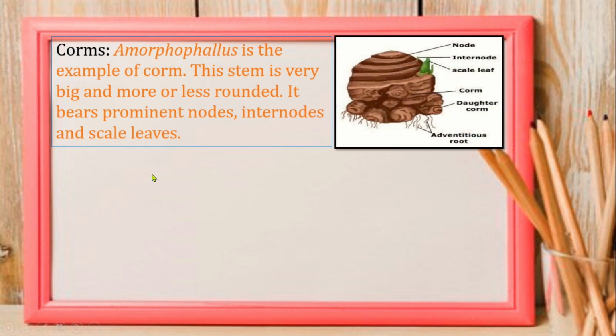Corms. Amorphophallus is an example of corm, and its Bengali name is Ol. This stem is very big and more or less rounded. It bears prominent nodes, internodes, and scale leaves. One thing I want to say here, students, you have to remember: stem bears nodes, internodes, and scale leaves, but root does not bear nodes and internodes.